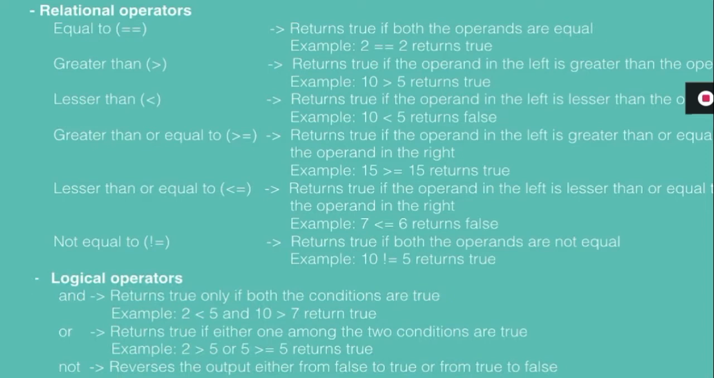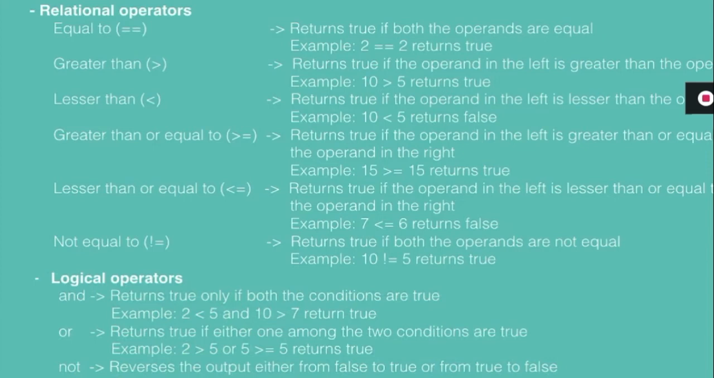So next is the not. It reverses the output, either from false to true or from true to false. So not 10 is greater than 5 returns false. As I told you, you should not directly jump to the point where you are evaluating the whole thing. You should do it in a step by step manner. So here you can say that 10 is greater than 5, so you say true, but you have put a not over there. So not true would give us false. This is how things work over here.